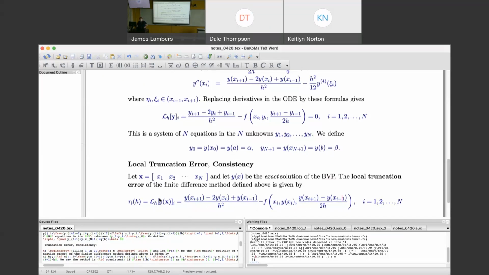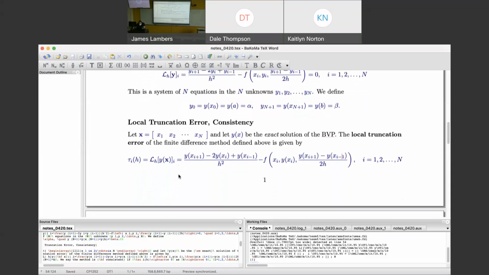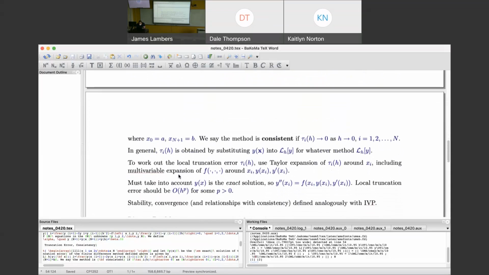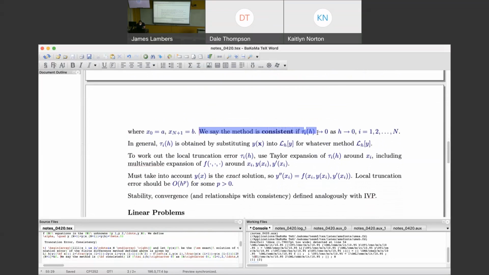So consistency has the same meaning: as the grid spacing h goes to 0, the local truncation error must go to 0. It's just that now we're looking at local truncation error as grid spacing, the spatial quantity, goes to 0, as opposed to a time step for initial value problems. Okay, so there's a definition of consistency. That's exactly what you would expect based on what we know about it from initial value problems.